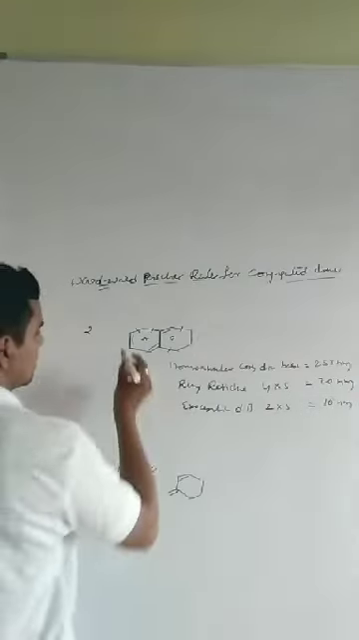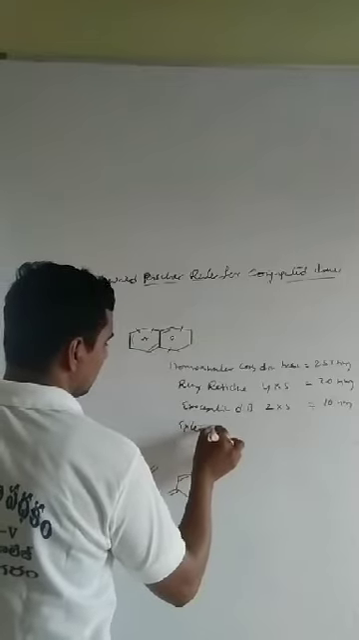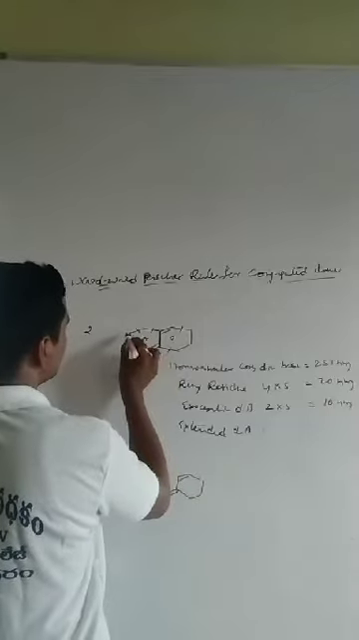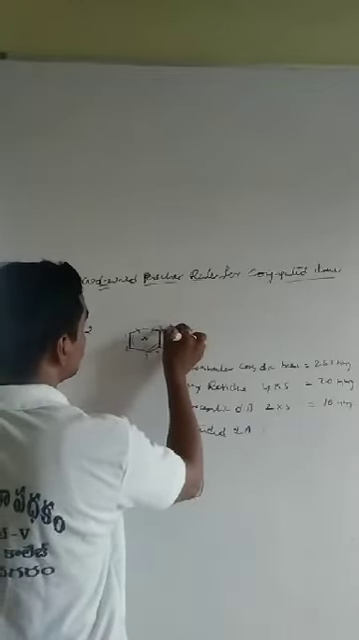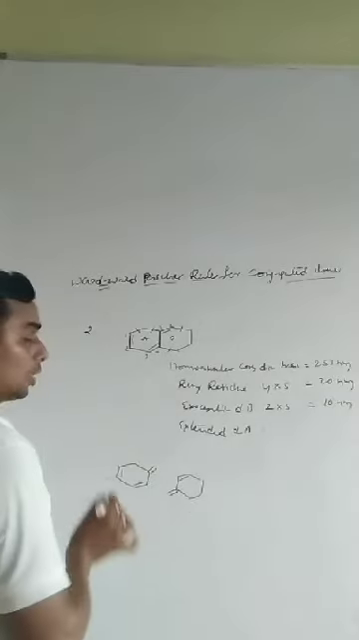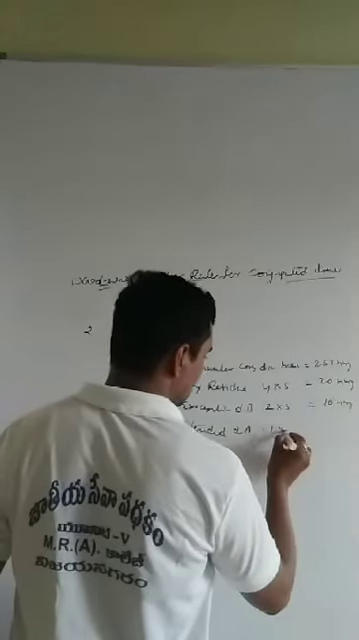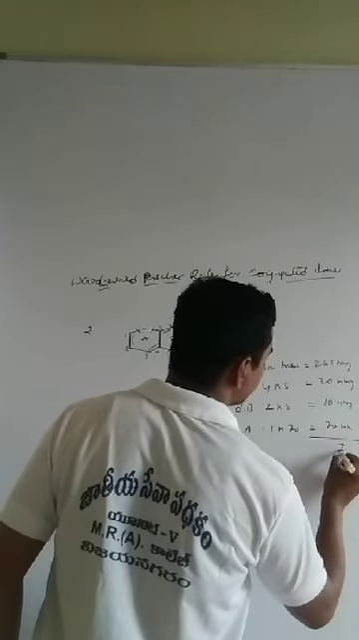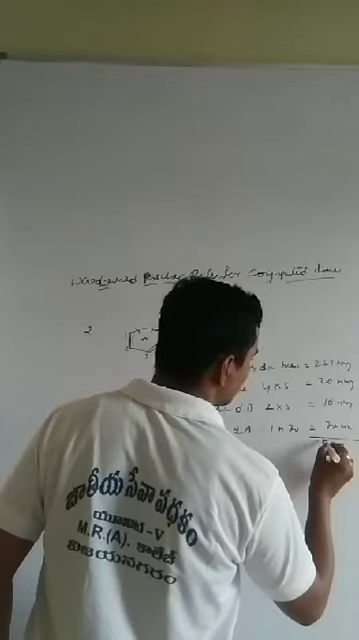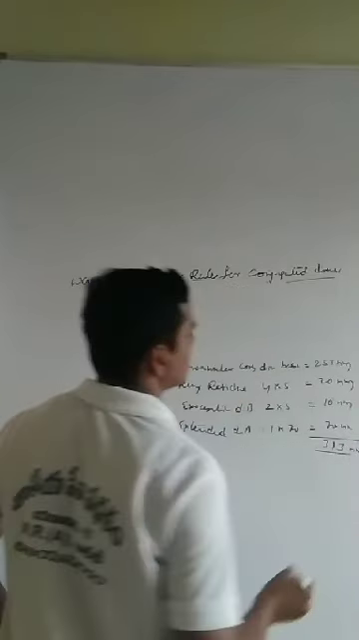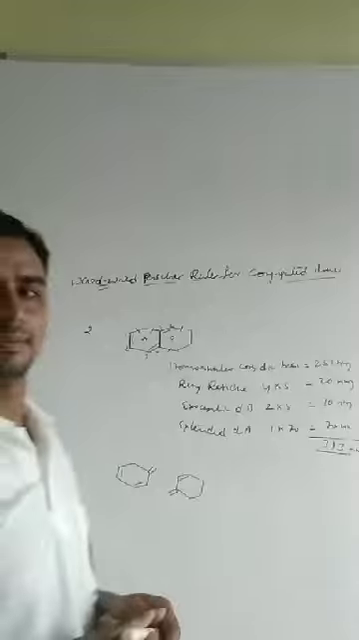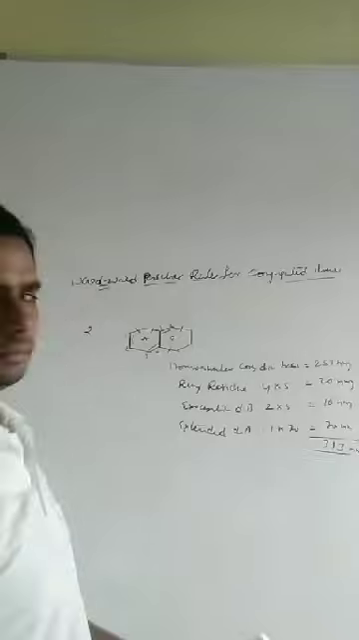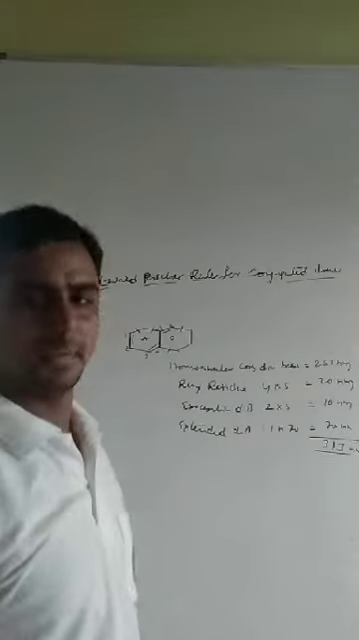Extended double bond, extension. Next one, extended double bond is here: 1, 2, 3, 4, 5, 6. So this double bond is extended to the conjugated basic structure. So then 1 into 30, that is 30 nanometers. Then we will get 313 nanometers. Simple. This is the simple structure. Thank you.